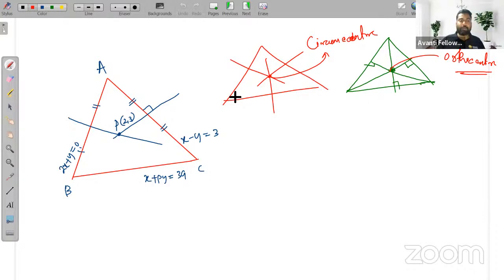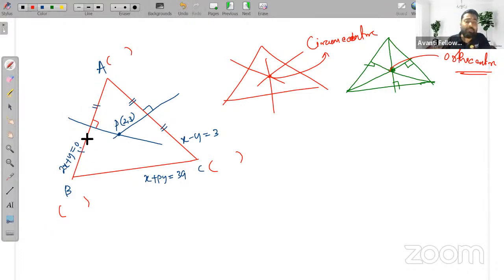Clear? Okay. So, let's solve this question. To find the length of AC, we need the coordinates of A and C. And to find the area of the triangle ABC also, if you know the coordinates of all three vertices, then you can find the area of the triangle easily. So how can you find them?